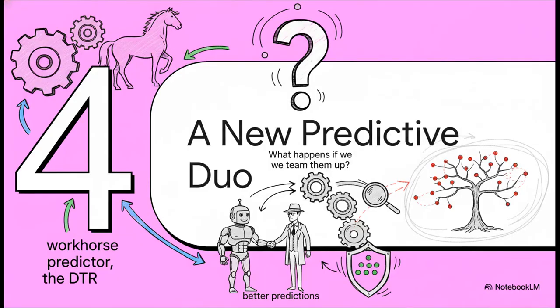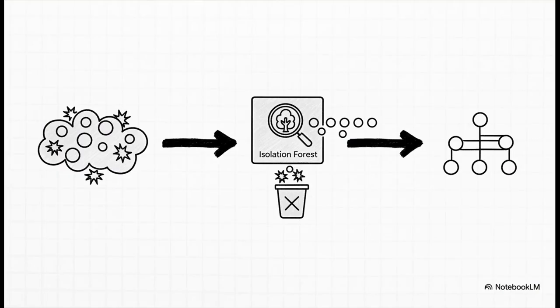So now we have our workhorse predictor, the DTR, and our specialist outlier hunter, the isolation forest. The big question this research asks is, what happens if we team them up? And this, right here, is the core idea of the whole paper. It's incredibly elegant. Before you even let the decision tree see the data, you first send in the isolation forest to find and get rid of all the outliers. It's like you're giving the DTR a perfectly clean, pristine data set to work with.